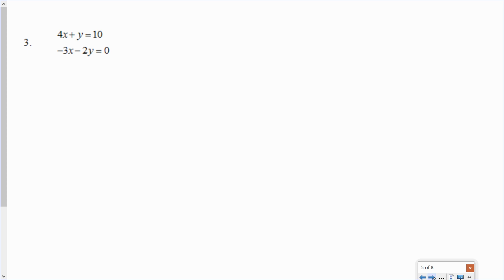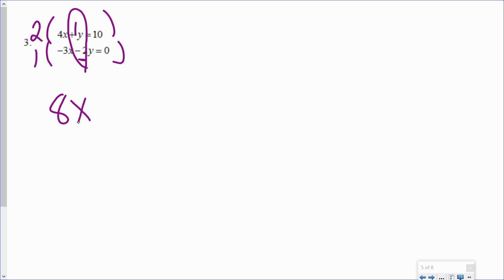Okay, I'm going to choose a variable to cancel. It doesn't matter which one. I'll choose the y's. So the bottom has a 2, so the top gets a 2. The top has a 1, so the bottom gets a 1. Are the signs the same or different? They are different, which is good, which means I'm keeping everything positive on the outside.